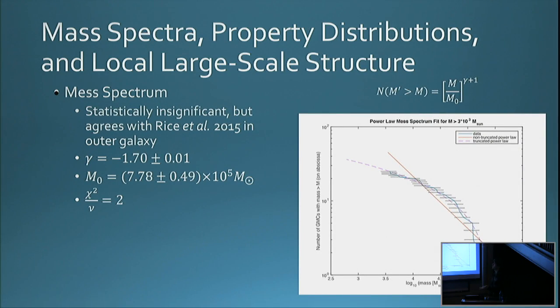I also compute a mass spectrum for the local catalog. Unfortunately, there aren't really enough clouds to make a statistically significant catalog because we only have 31 clouds. But their distribution does correspond to the distribution in the Rice et al. catalog in the outer galaxy, which is defined to be beyond the solar circle.